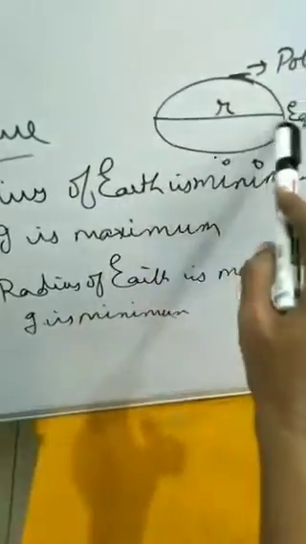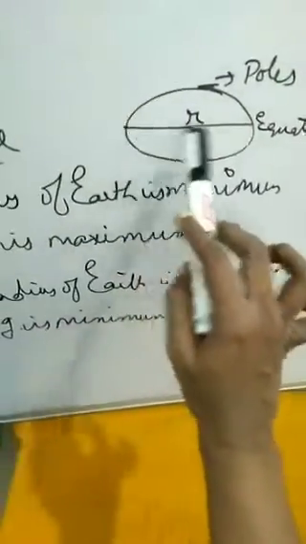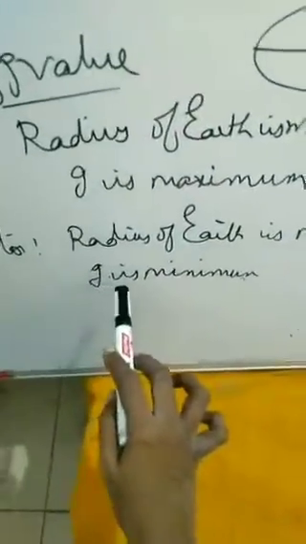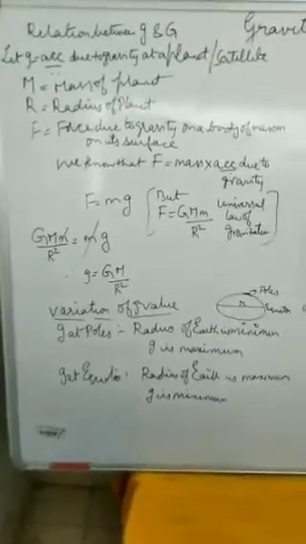Whereas g value at the equator, what is happening? The radius of the earth is maximum. So g value will be minimum. So this is about the variation of g value of the earth.